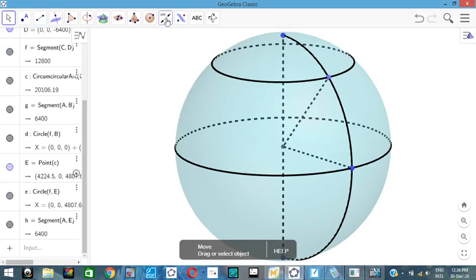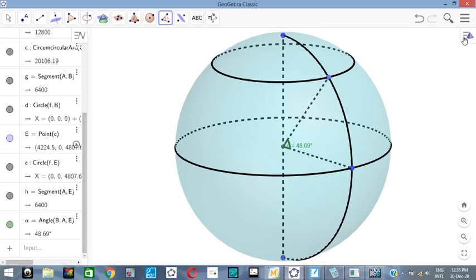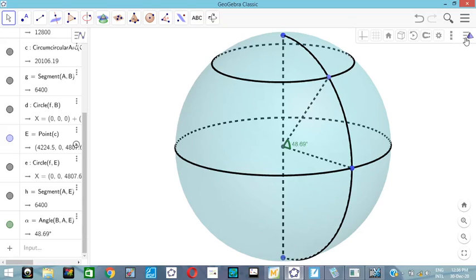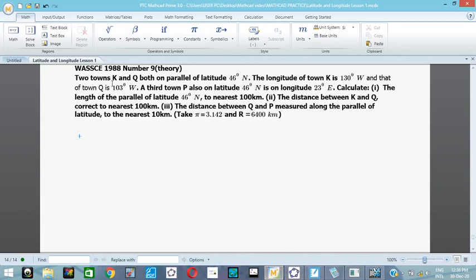Then let me measure my angle so that you can get it well. So the angle from here to here, I want the value alone. I don't want the label. Alright, so that is it. So the question says we have 2 points. Let me go back to the question. It says town K and Q both on parallel of latitude 46° north.